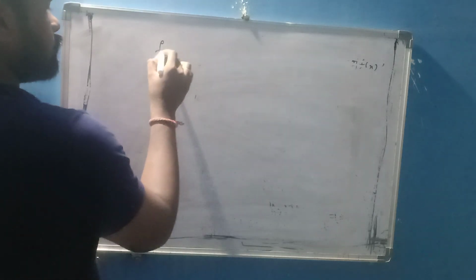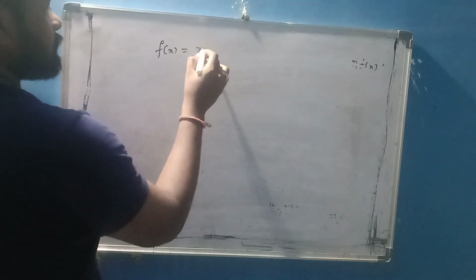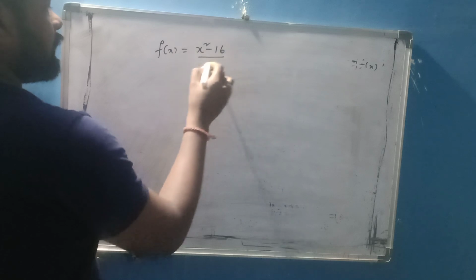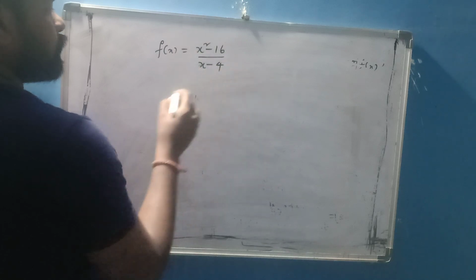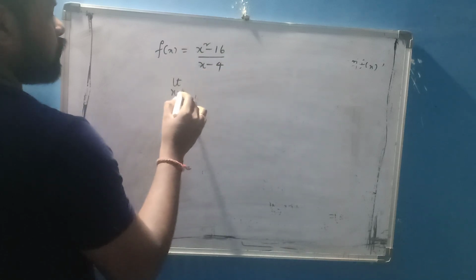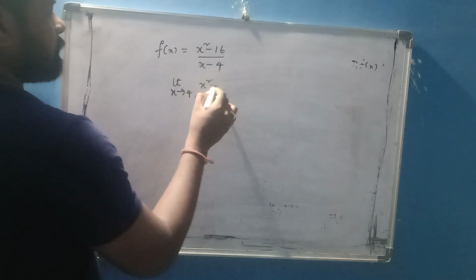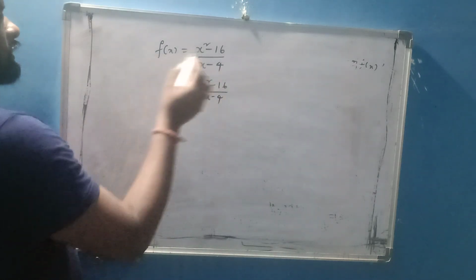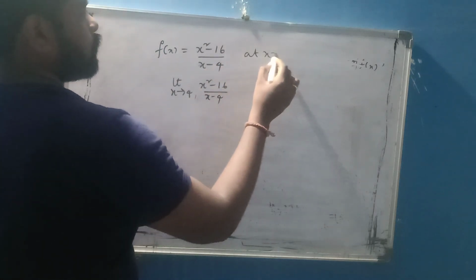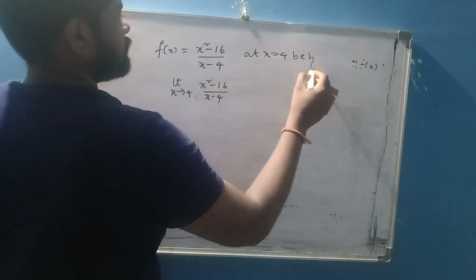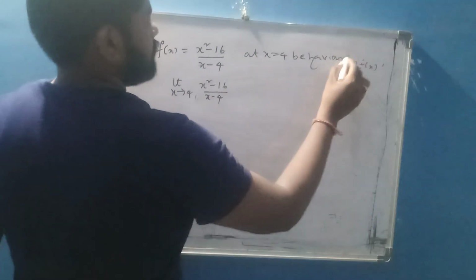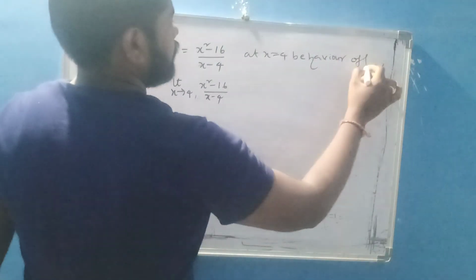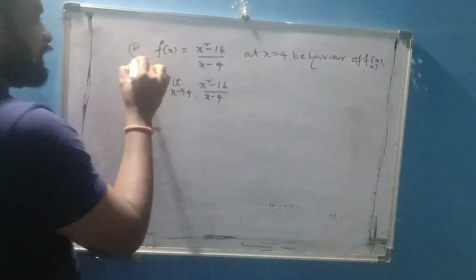example I am taking. If f of x is equal to x square minus 16 by x minus 4, limit x tends to 4, x square minus 16 by x minus 4. Okay, at x equal to 4, the behavior of the function. This is the question: at x equal to 4, the behavior of f of x.